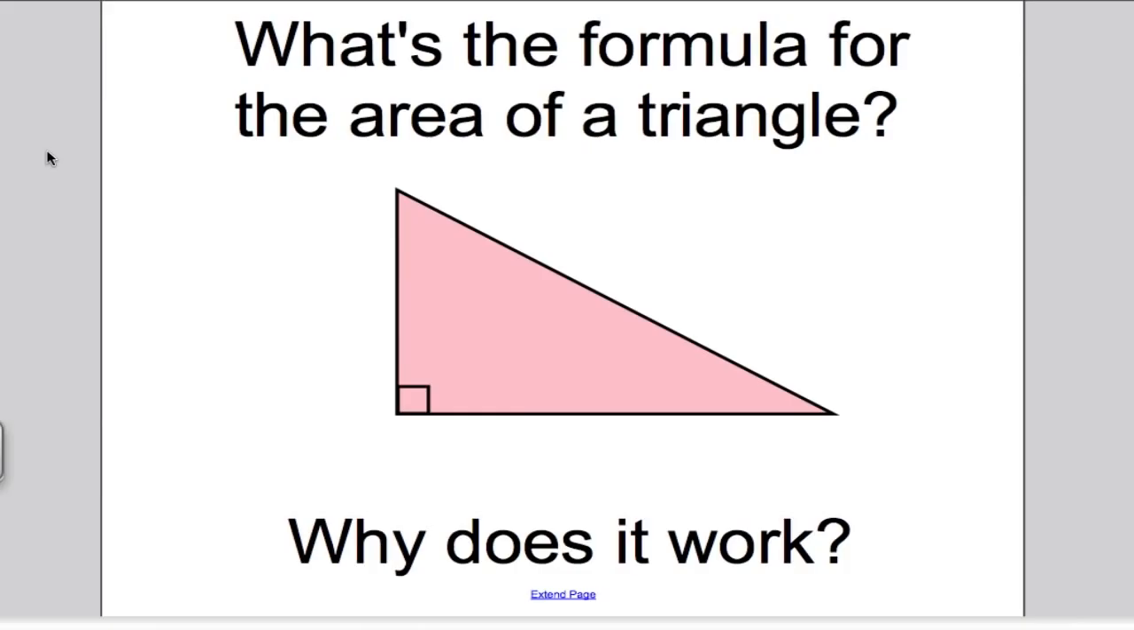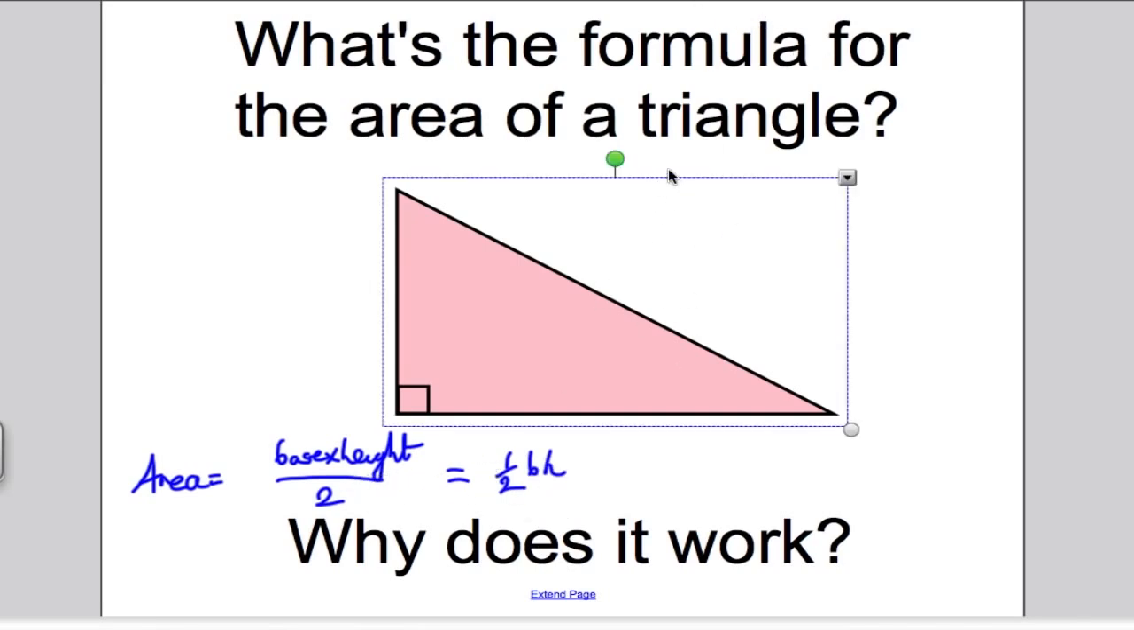What's the formula for the area of this right angled triangle? Well, you should know from foundation that the area is equal to base times height divided by 2. Or some write half the base times the height. You can write it like that. So you can either do base times height divided by 2 or half the base times the height.